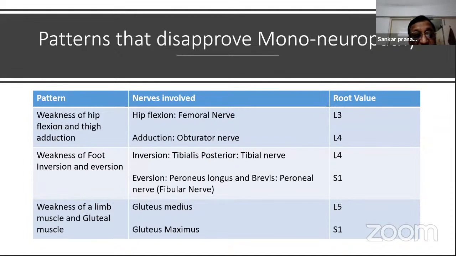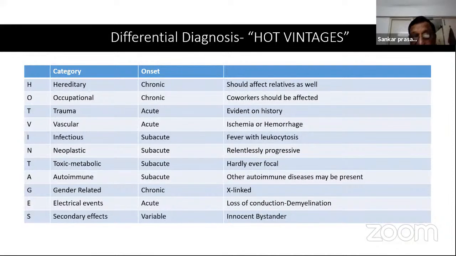Weakness of limb muscle and gluteal muscle: gluteus medius L5, gluteus maximus S1. Why you should know this: in all examinations of foot drop or flail foot drop, you have to concentrate on whether inversion and eversion, dorsiflexion, and plantar flexion of the foot are involved or not. So depending on that, you can localize the lesion.